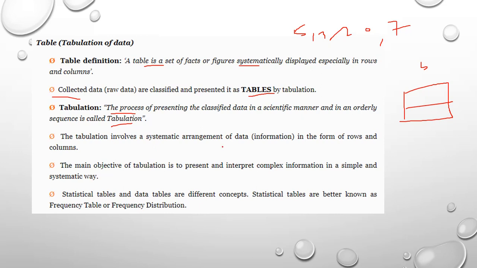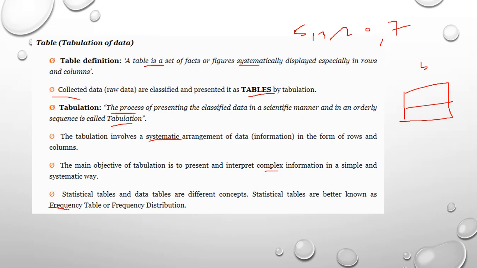Tabulation involves a systematic arrangement, either ascending or descending, in the form of rows and columns. The main objective of tabulation is to present information that is easy to interpret and easy to understand. By formatting the tables, you can understand complex information easily. Statistical tables and data tables are different concepts. Statistical tables are better known as a frequency table or frequency distribution.